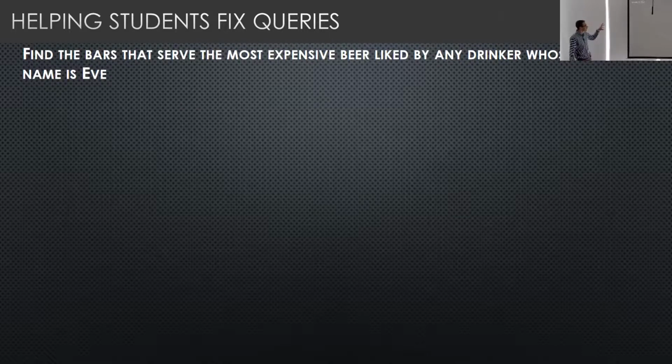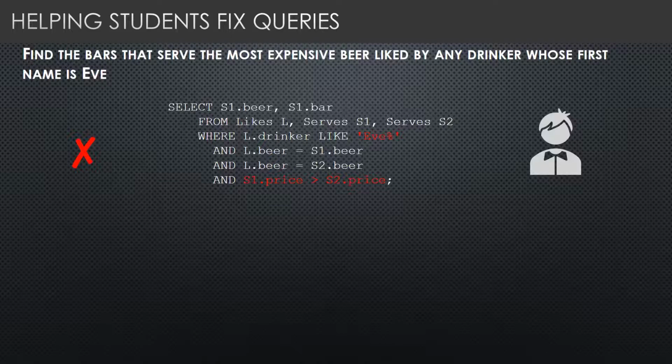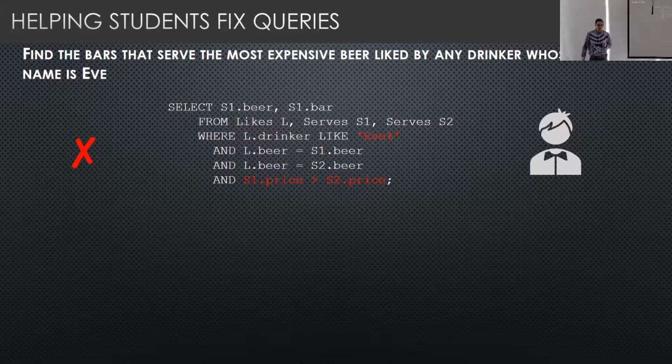So consider this question given to students in a database course as homework to translate to SQL. Find the bars that serve the most expensive beer, liked by any drinker whose first name is Eve. So here's a student's translation. And as you might have guessed by the red X, this is a wrong translation. And specifically, there are 2 errors.